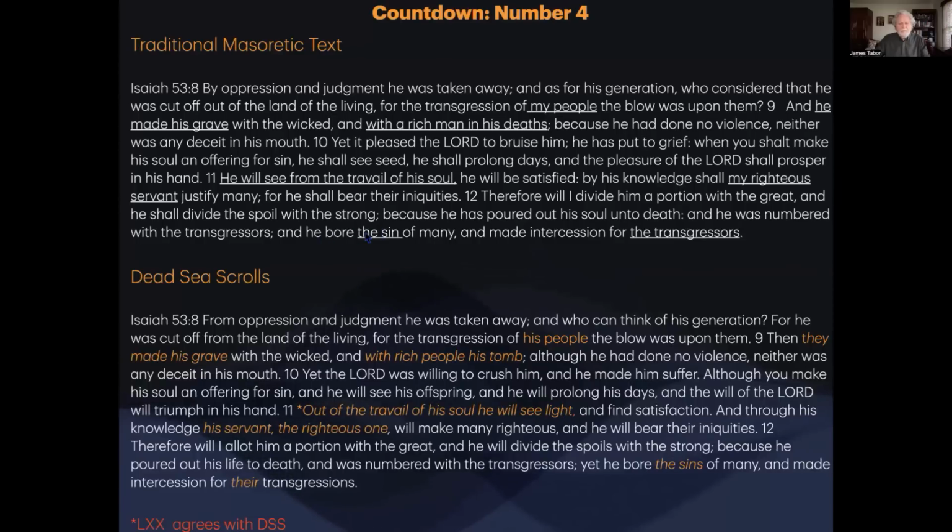These are more minor. He bore the sin of many. It says the sins, made intercession for transgressors, for their transgressions. So minor, and yet verse 11, I rated it as number 4. It does seem to make a difference. And this is that complete copy of Isaiah that was found in the Dead Sea Scrolls. And when people would read it, they would read this, not this. Out of the travail of his soul, he will see light.